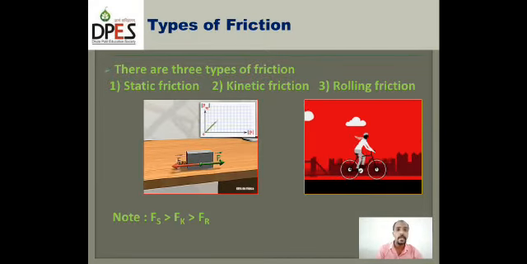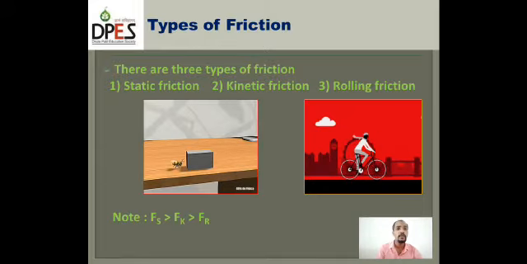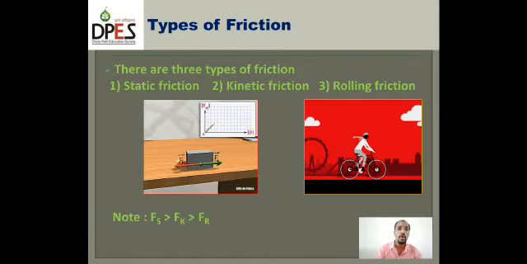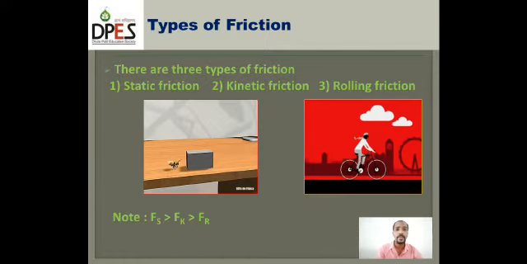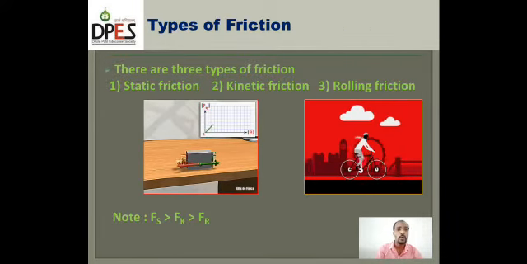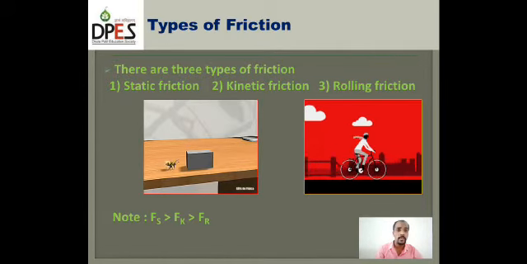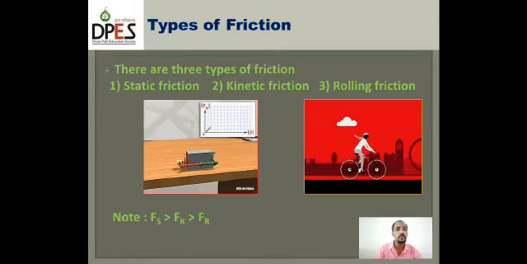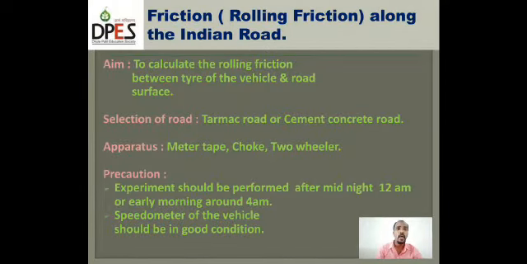Now the third type is rolling friction. Rolling friction is the friction between two surfaces in contact when one body rolls over the other body. The best example is given here. A bicycle rider rides the bicycle on the surface of the road. Here the tire of the vehicle rolls over the road surface, so the friction between those two is rolling friction. Here we are going to find the rolling friction along the Indian road. So let's talk about a small experiment based on that.